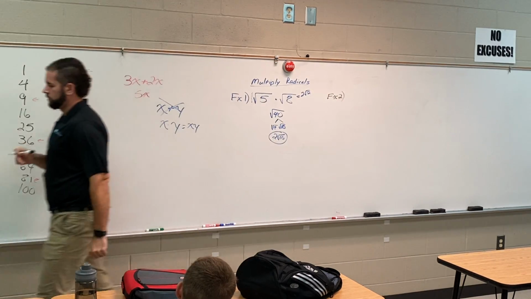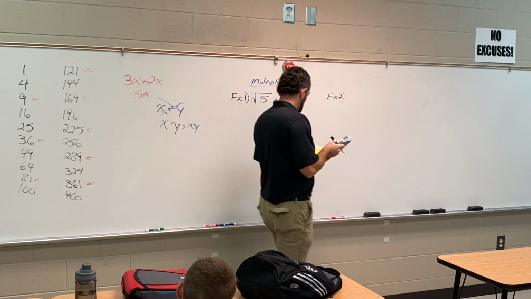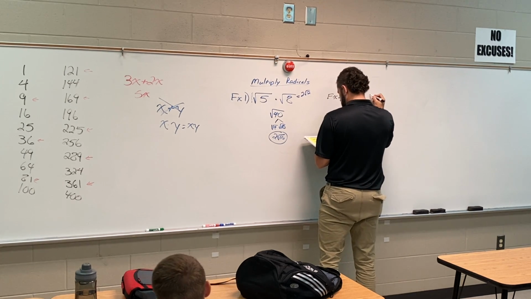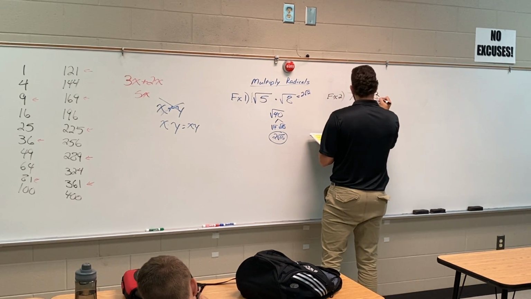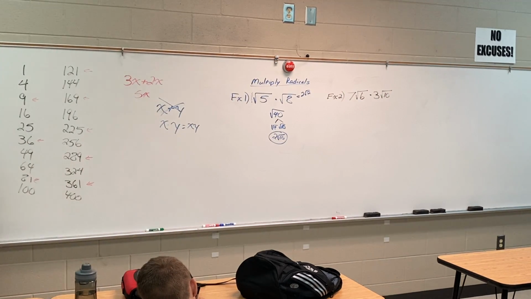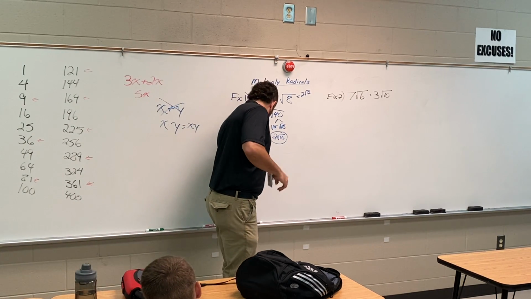Example 2. Let's go. 7 square root 6 times 3 square root 10. Do we need to simplify? No. We multiply both.